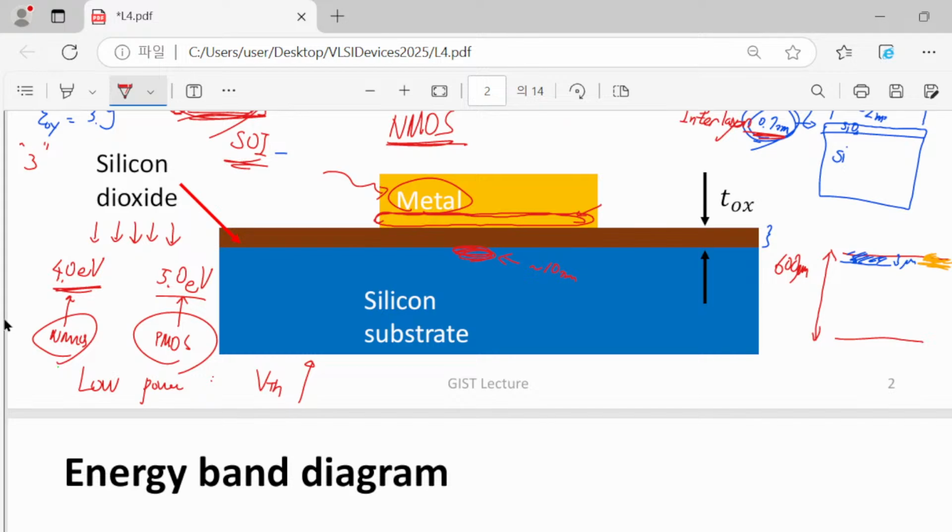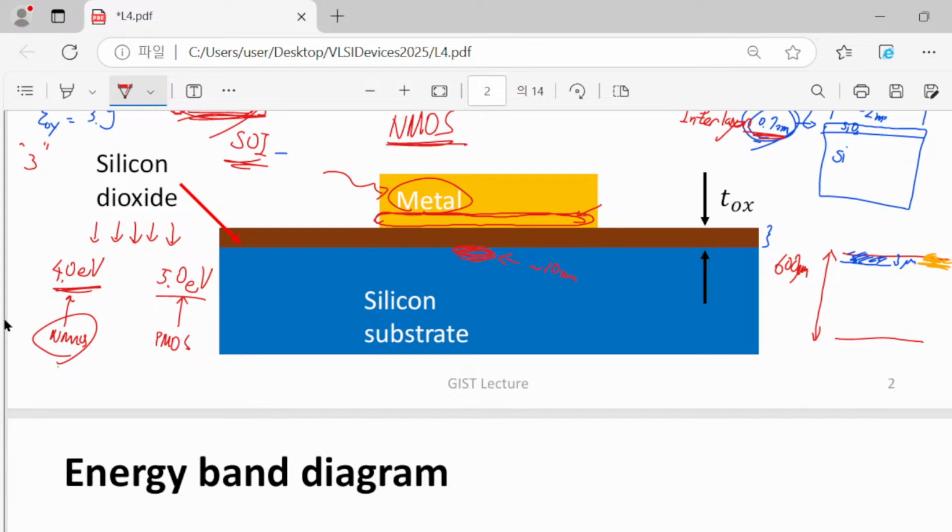So controlling threshold voltage, or providing many options to our circuit designers, is critically important, and nowadays that capability is more or less done by metal work function engineering. That is critically important. Really good question.